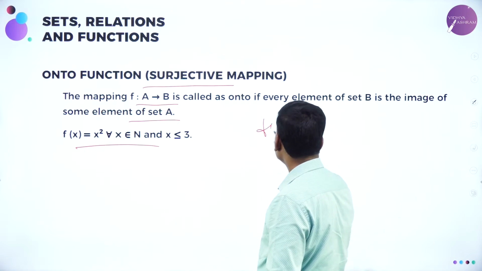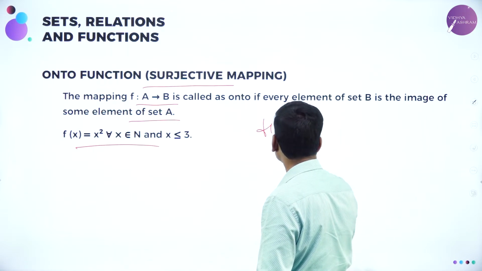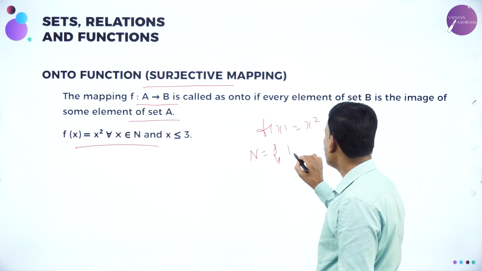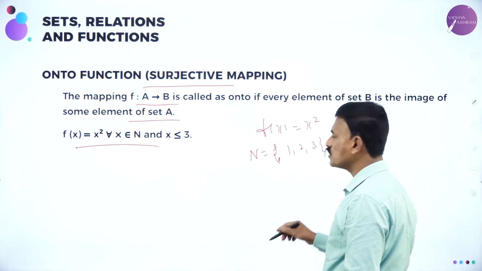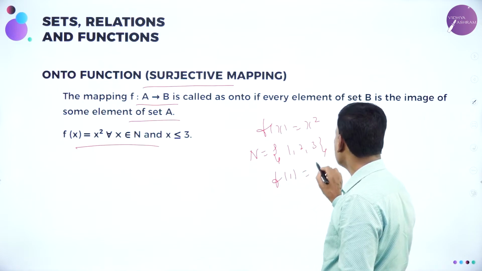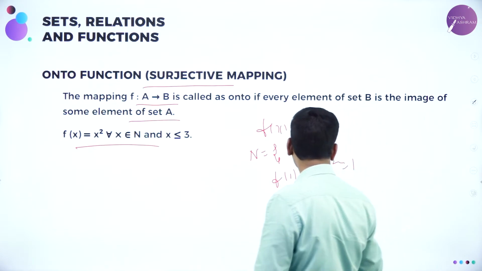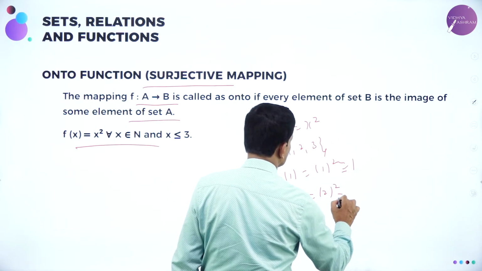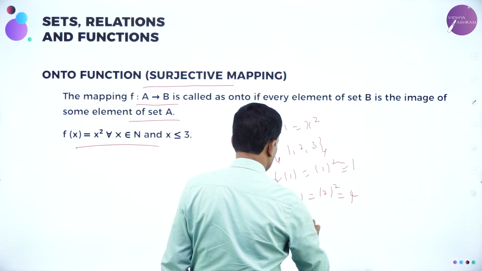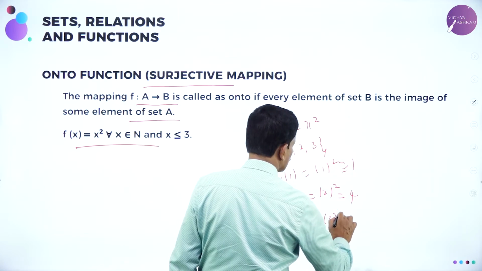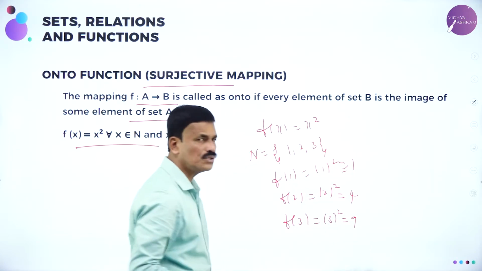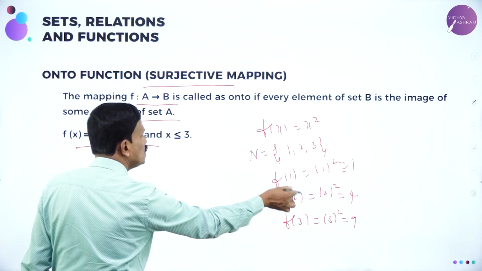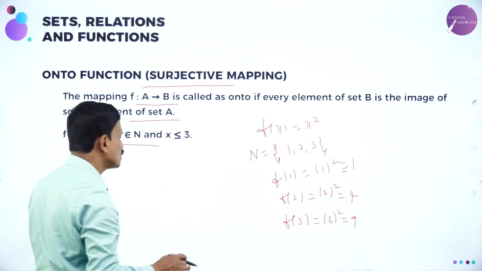So what is given? f of x is equal to x square. The set of natural numbers less than or equal to 3 is 1, 2 and 3. So f of 1 is 1 square, which is equal to 1. Similarly, f of 2 is 2 square, which is equal to 4, and f of 3 is 3 square, which is equal to 9. So here this is a mapping. Every element of the set B is the image of some element under A.